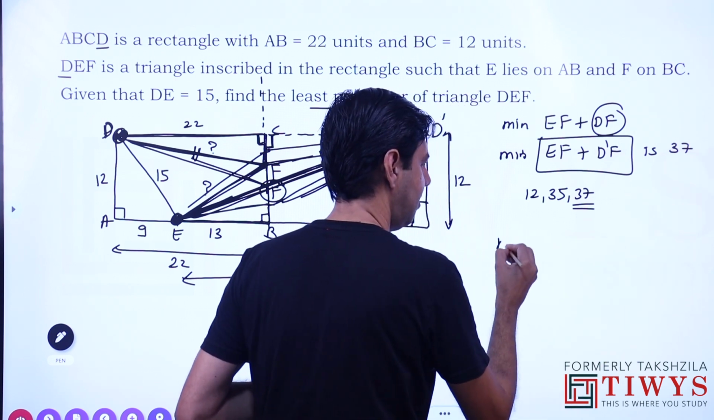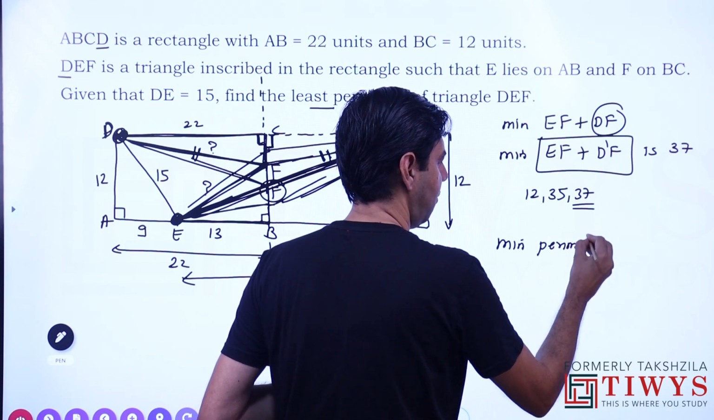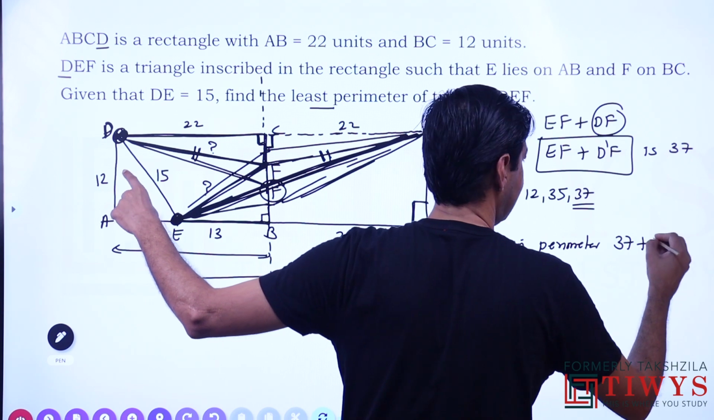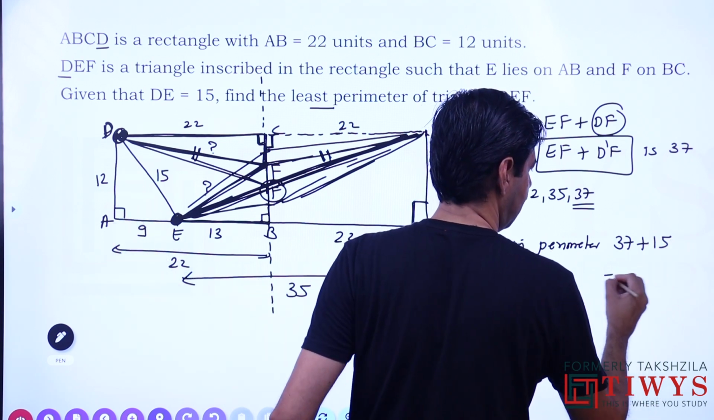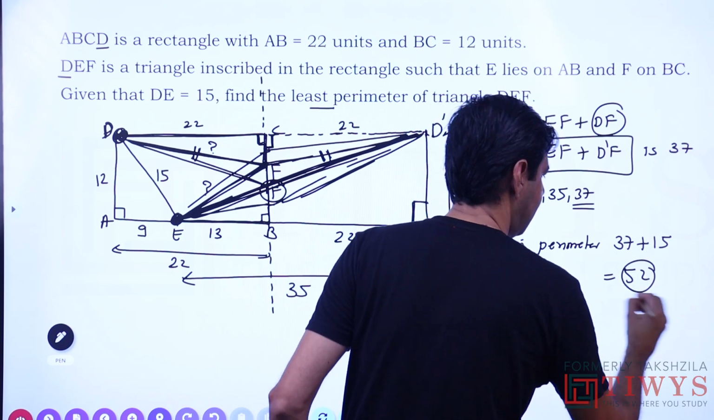So what is the minimum perimeter? Minimum perimeter is going to be 37 plus the 15, the third side 15, which is going to be 52. That is the answer.